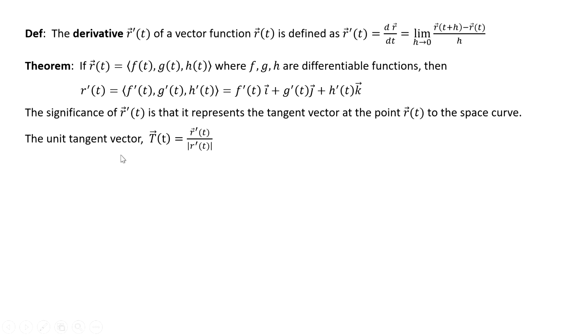What's a unit tangent vector? Well, the derivative vector was r prime of t. Divide that by the magnitude of that r prime of t, you get the unit tangent vector. R prime of t itself is the tangent vector. The moment we divide that by its magnitude, we must get a unit vector along that same direction.